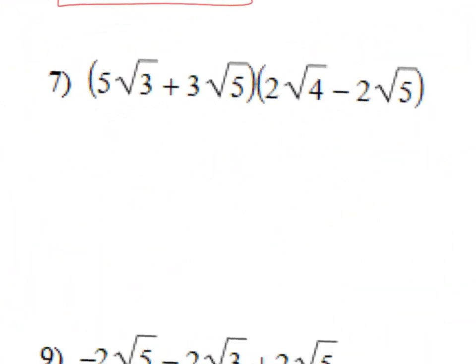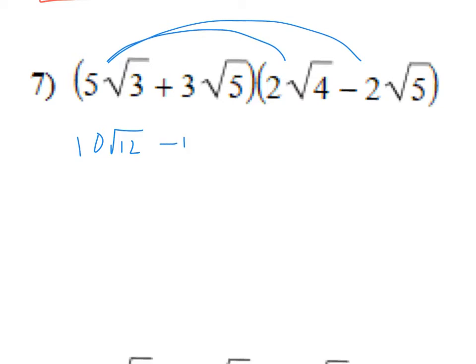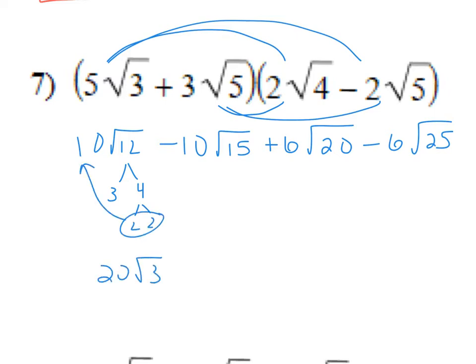All right, number 7. Okay, I'm going to go ahead and distribute and get 10 root 12 minus 10 root 15 plus 6 root 20 minus 6 root 25. Okay, so let's go down and start breaking stuff down. So this will go to 3 and 4. 2 and 2, so the 2's pair up and move out. So I have 20 root 3 here.